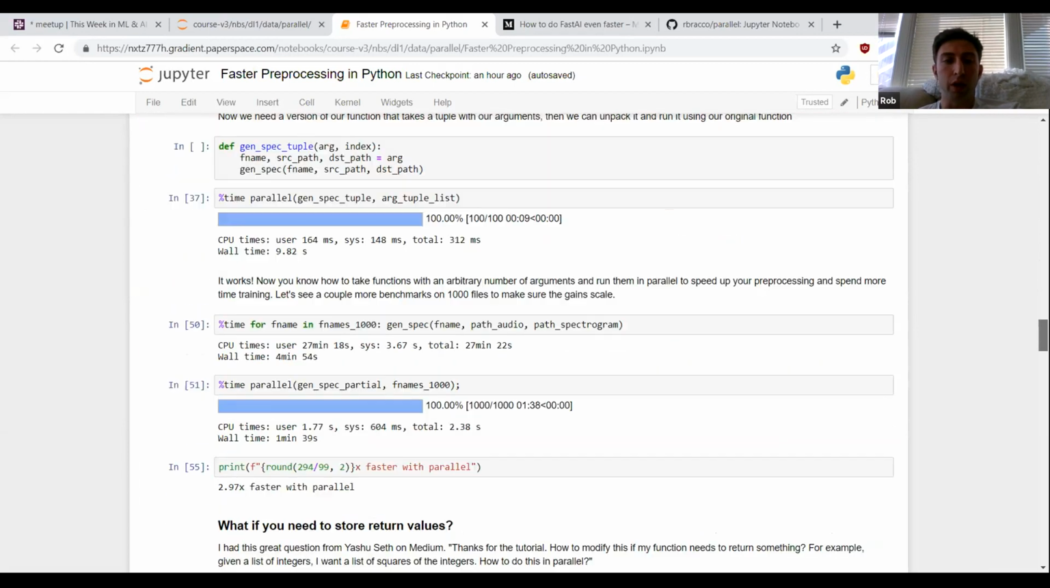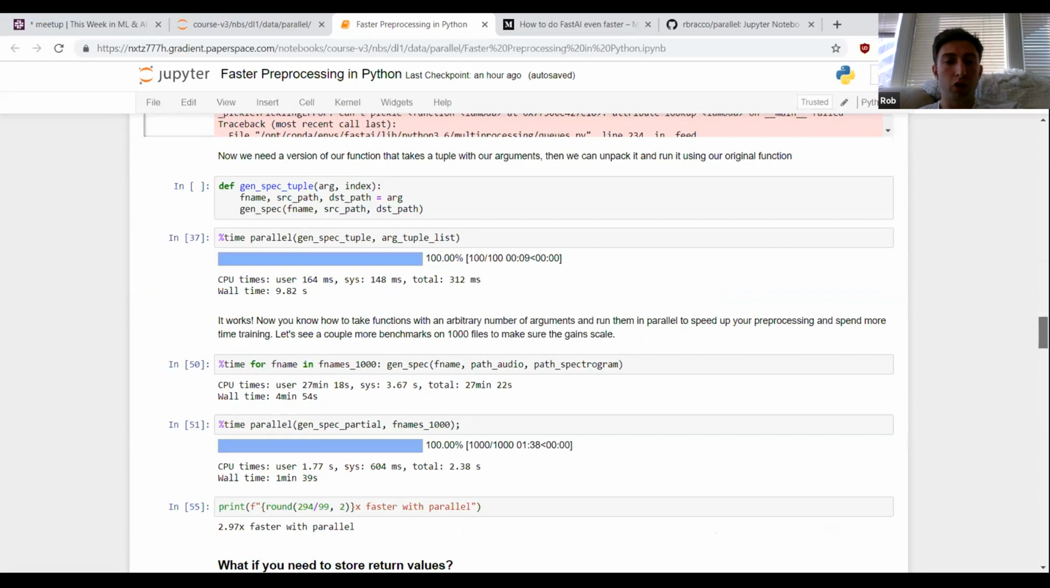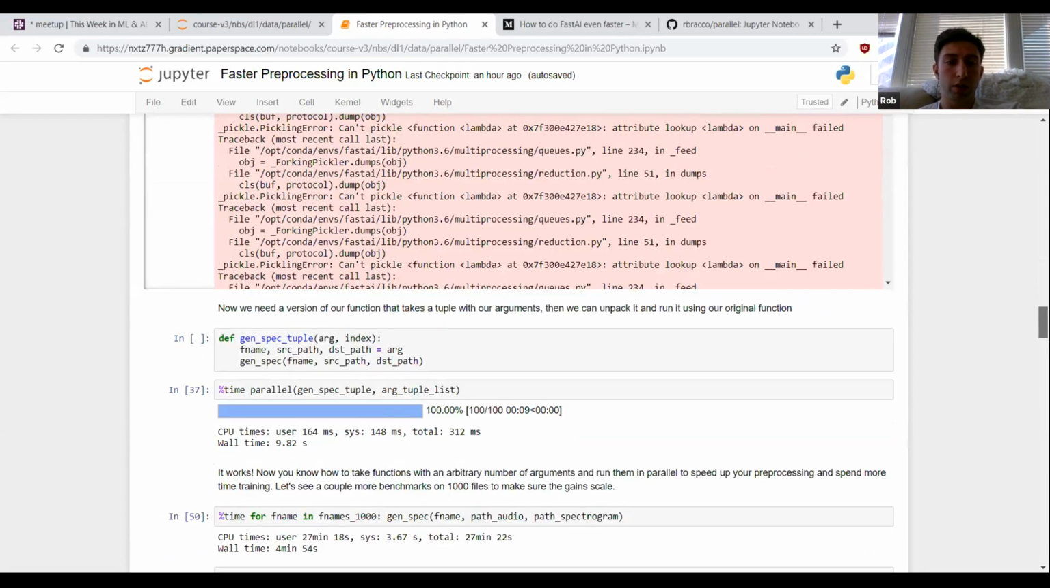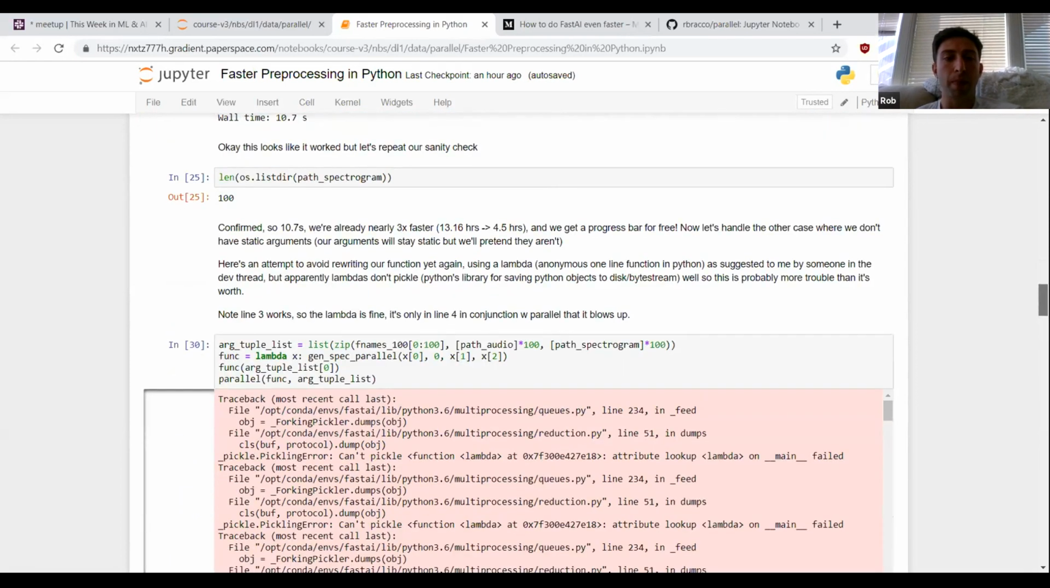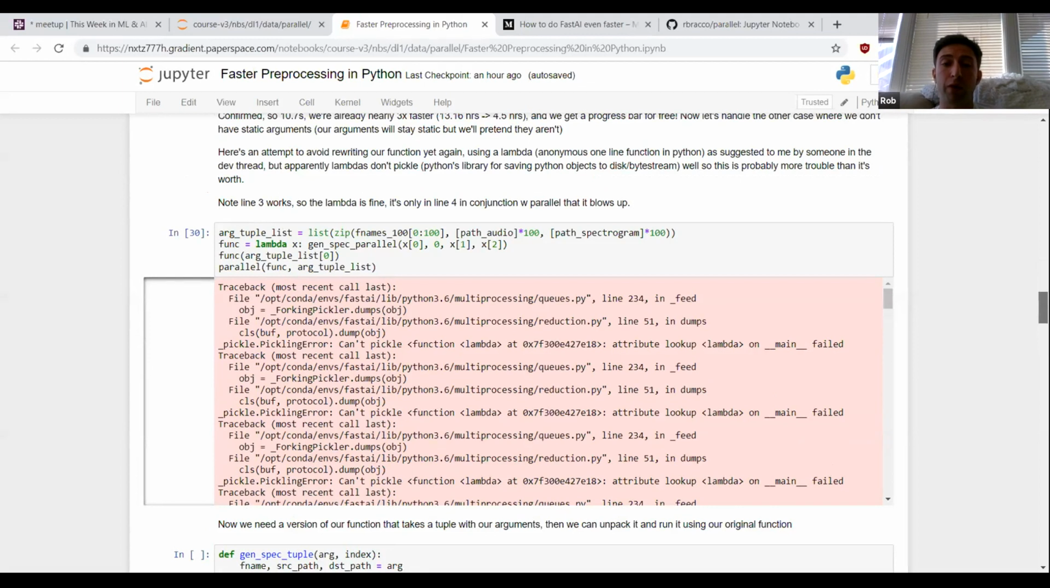But jumping into the tuple solution is pretty easy. So I did try doing it with a Lambda first, which is what someone suggested in the developer chat. And I kind of stumbled upon an interesting thing I'll share. For those who don't know, a Lambda is just an anonymous one-line function in Python. You can just make it up on the fly and it doesn't get stored.